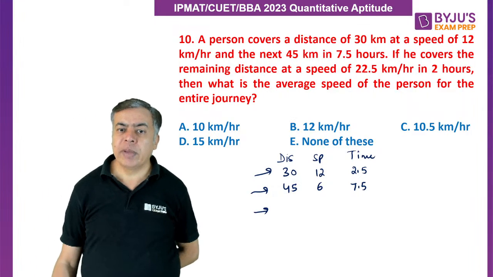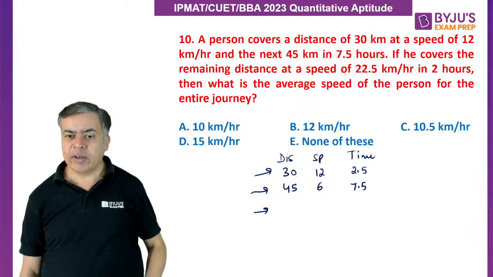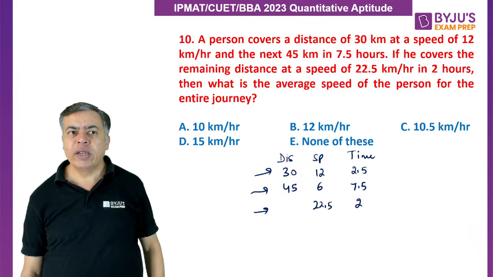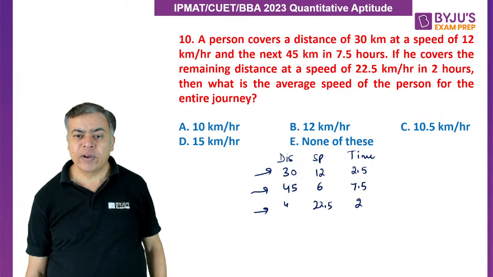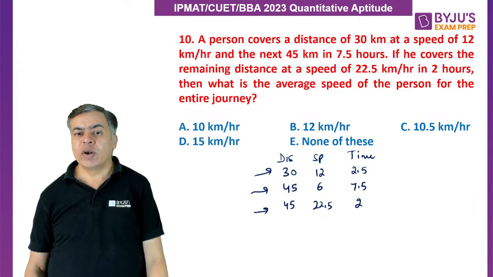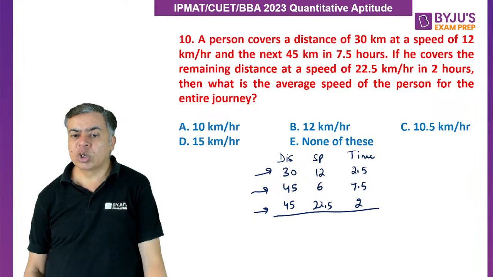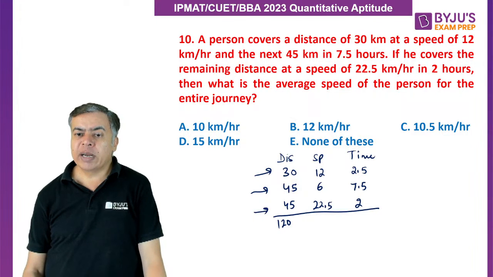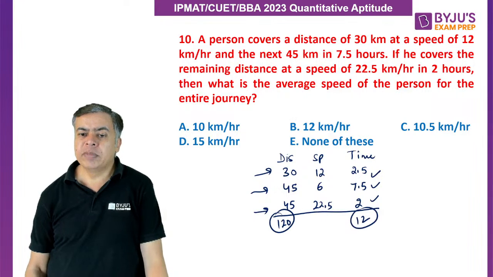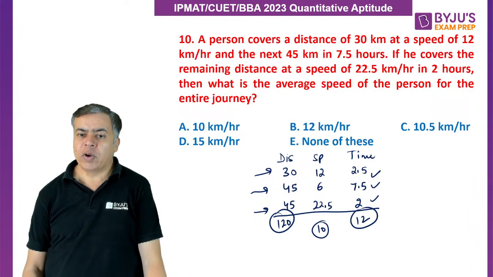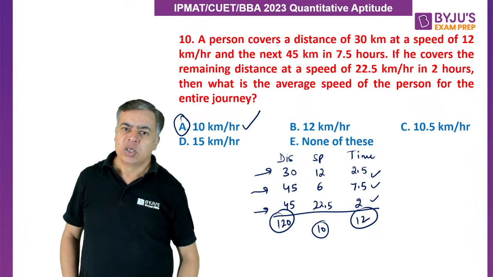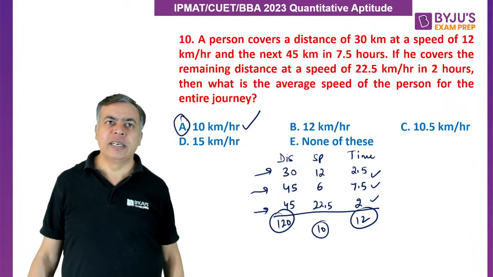He covers the remaining distance at a speed of 22.5. The speed is given, in 2 hours, so 22.5 into 2 is 45 kilometers. He is asking what is the average speed of the person for the entire journey. So total distance is 30 plus 45 plus 45, 120. Total time taken is 2.5 plus 7.5 plus 2, 12. So distance by time, 120 by 12, the average speed is going to be 10. So this is a super duper easy question.